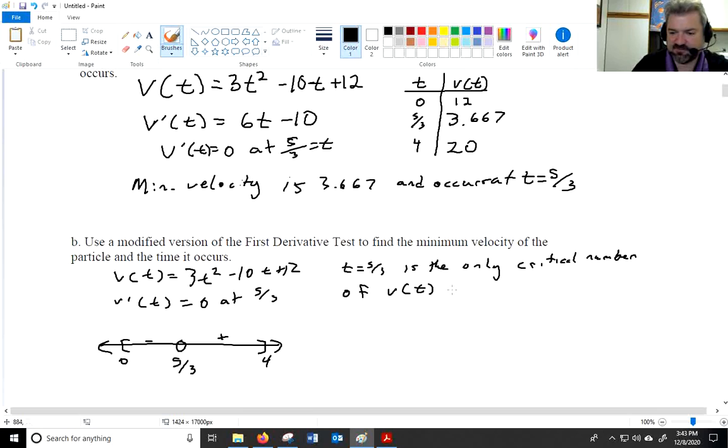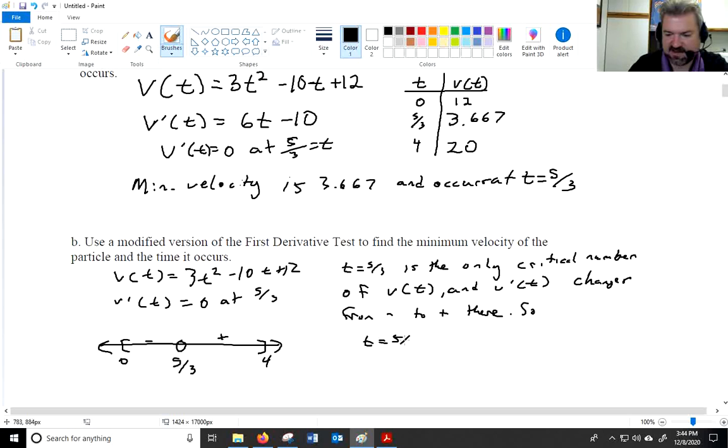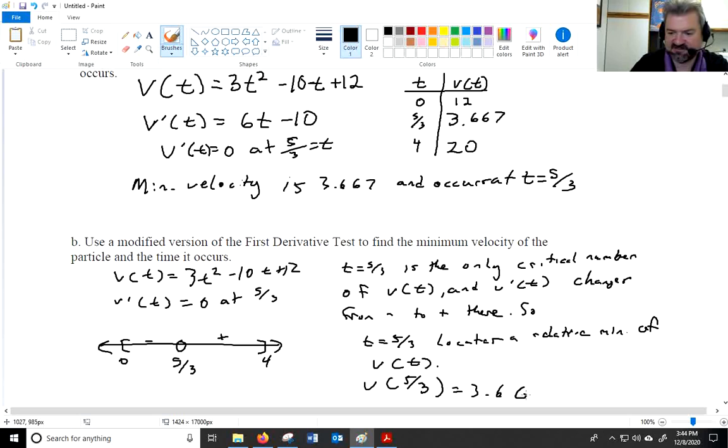So 5/3 is the only critical number of v of t. And v prime of t changes from negative to positive there. So t equals 5/3 must locate a relative minimum of v of t. And then v of 5/3 we said was 3.667.